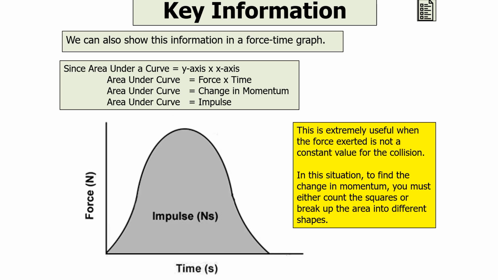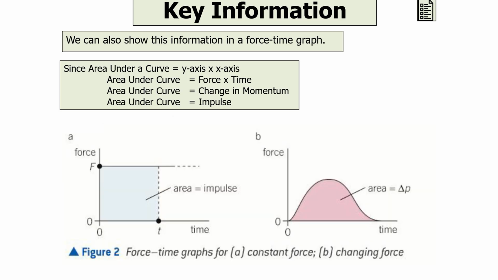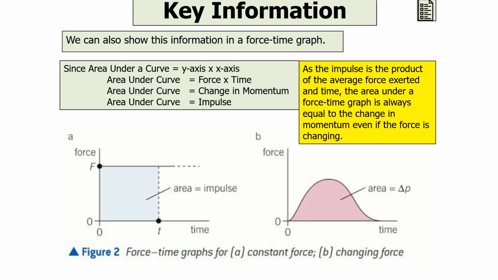Now this is extremely useful when the force exerted is not a constant value for the collision. In this situation, to find the change in momentum or impulse, you must either count the squares or break up the area into different shapes. So you can see here the force time graph for a constant force and also for a changing force. But please do remember that as the impulse is the product of the average force exerted and the time, the area under a force time graph is always equal to the change in momentum even if the force is changing.